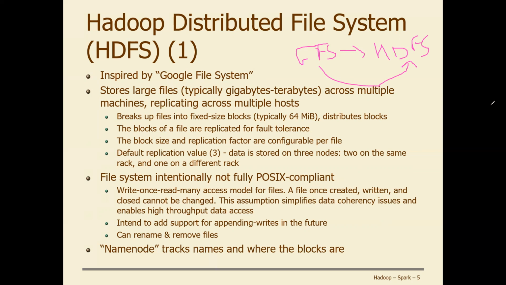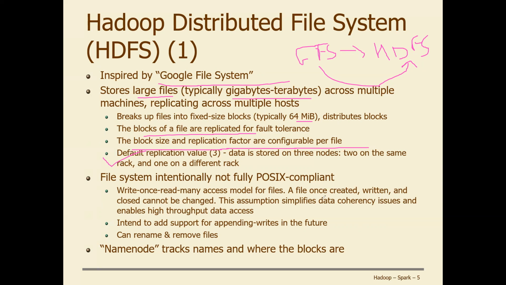Okay. So in the GFS I can store very large files, gigabytes to terabytes. I can break up the file into 64 MB blocks. The blocks are replicated. We already know whatever goes to one node will be replicated. The block size and the replication factor are configurable per file. Default replication value is 3.